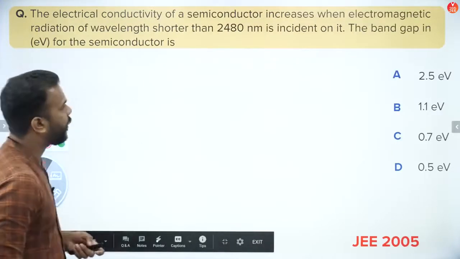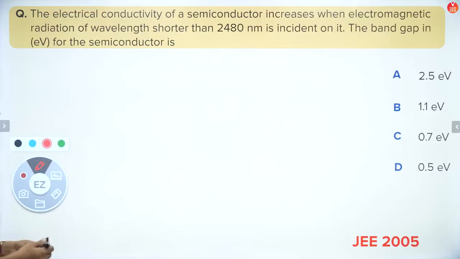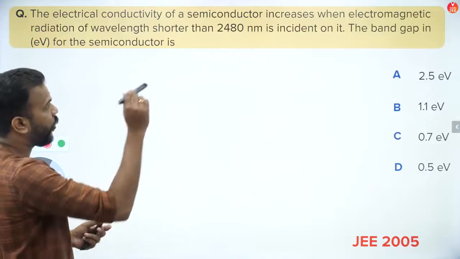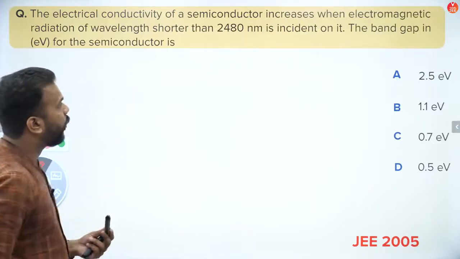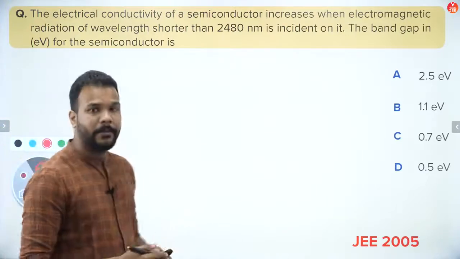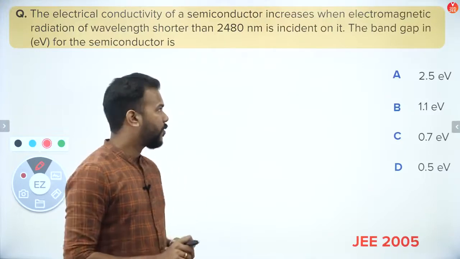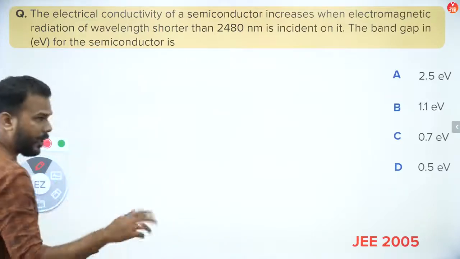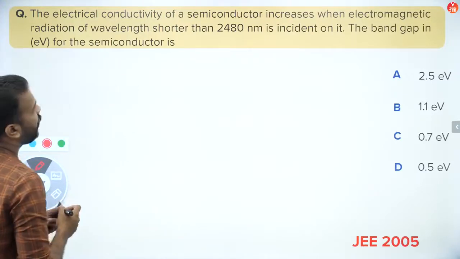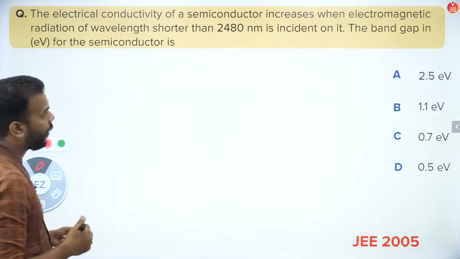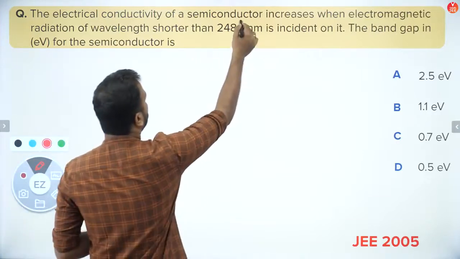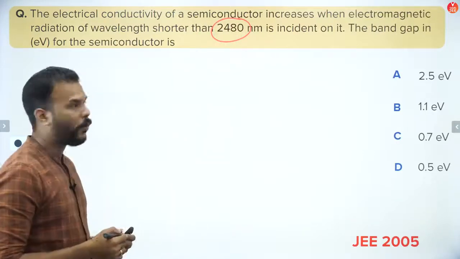Okay, now what you see in this question is that the electrical conductivity of a semiconductor increases when electromagnetic radiation of a wavelength shorter than 2480 nanometer is incident on it. So the band gap in electron volt for the semiconductor will be how much? So band gap is basically the energy gap which we have to find out, between the conduction band and the valence band for a semiconductor. As per the question, the conductivity of the semiconductor increases. Okay, that means the gap decreases here. So we have to find out the new gap if the maximum wavelength available is 2480 nanometer.